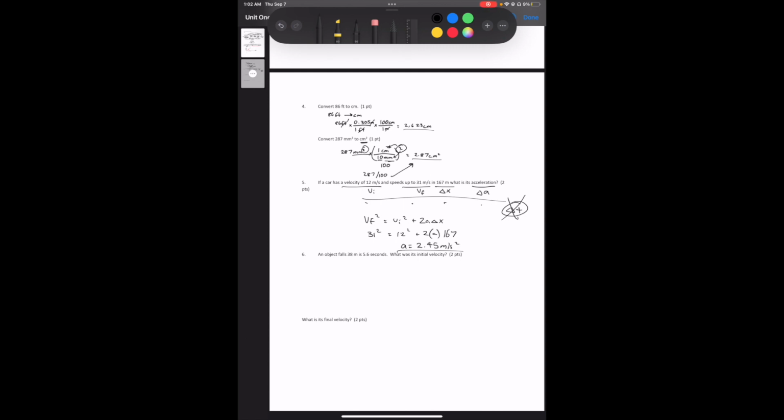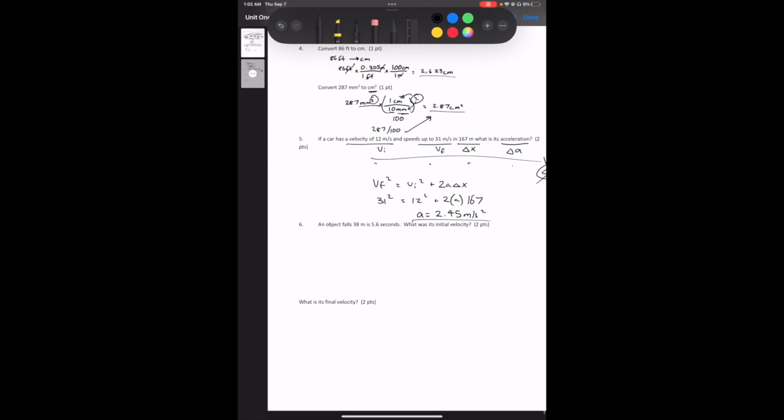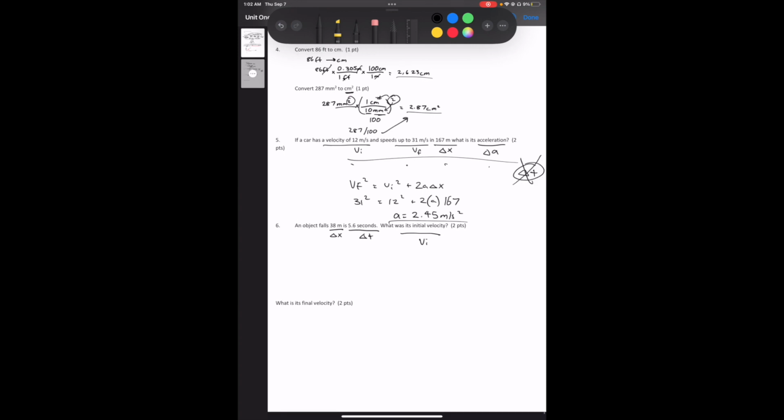Alright, moving on to question 6. This is one of those questions where you're going to have to identify these special cases. So an object falls 38 meters, our displacement, in 5.6 seconds, our delta t. What is our initial velocity? So what we're solving for here. So if you try to look for an equation with just these three terms, you might find that you're running out of luck. So what do we do?